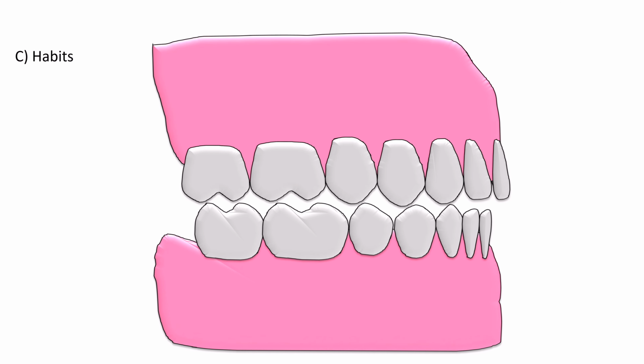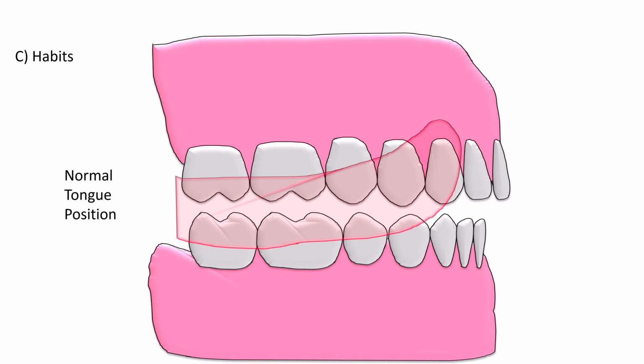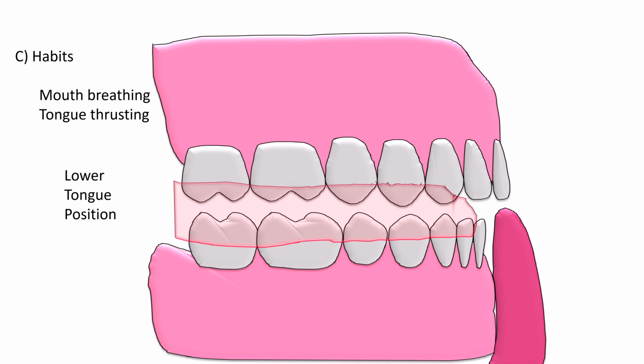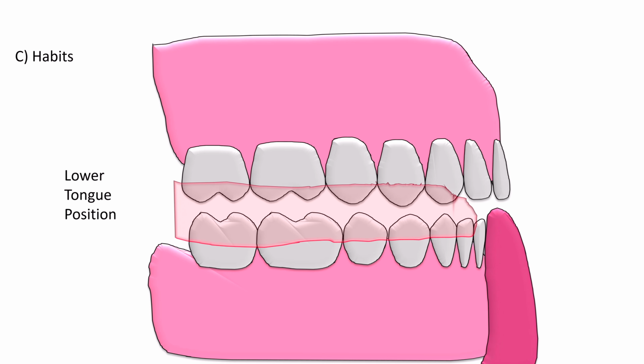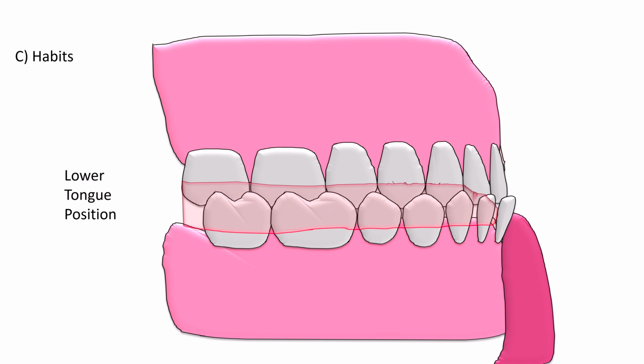Now coming to habits. In normal tongue position, tongue rests on palate. But in habits like mouth breathing and tongue thrusting, tongue is placed in lower position. Due to lower tongue position, there is disharmony between internal and external muscle forces and causes narrow upper arch and lower anterior proclination.